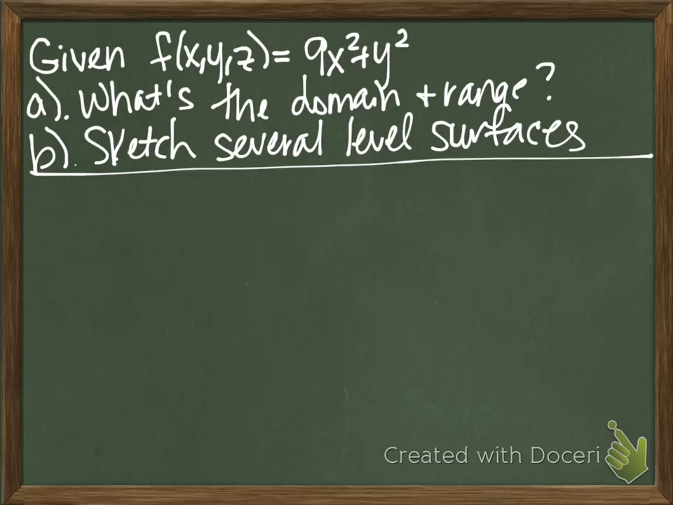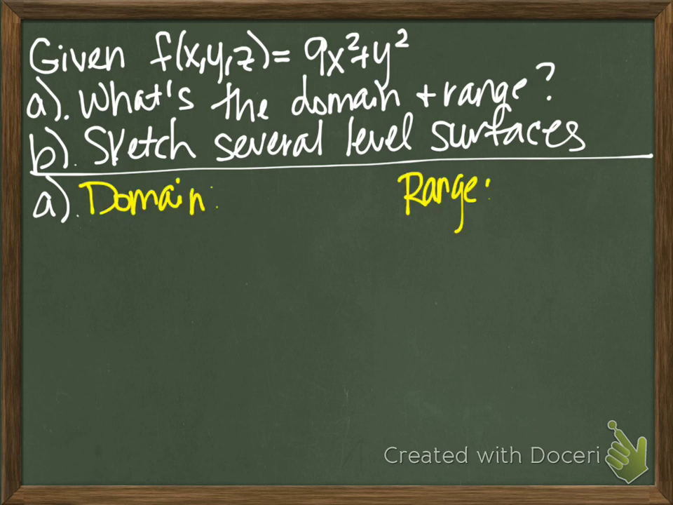In this example, we're going to look at this function of three variables, find its domain and range, and then sketch several level surfaces. So let's start with the domain and range. Based on what you've already learned in class, put this on pause and write down what you think the domain and range is for this function.